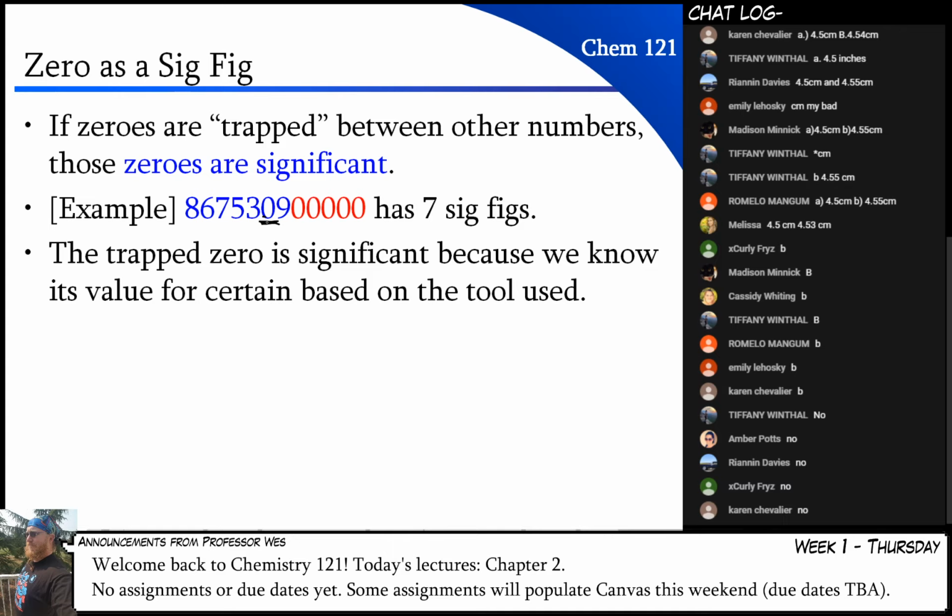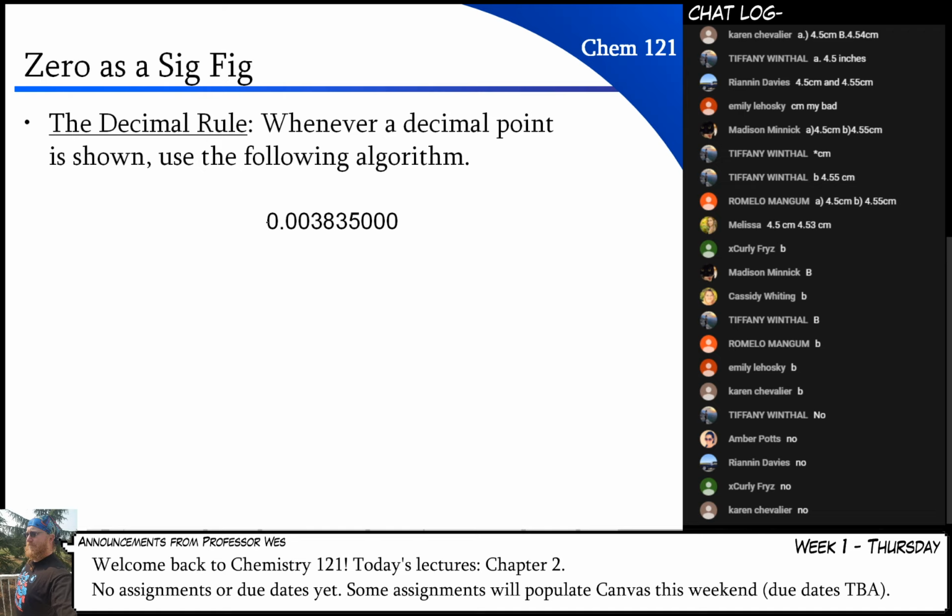The last rule that we have for sig figs and zeros is the decimal rule. The decimal rule is a special rule that you must follow if you have a 0 and a decimal point present. Okay. So here is our decimal point. Here are some zeros that are present. We're going to need to consider the decimal point rule. Here's how we do this. So step 1, find the decimal point. I already did that. It's right there. That means we must use the decimal rule.